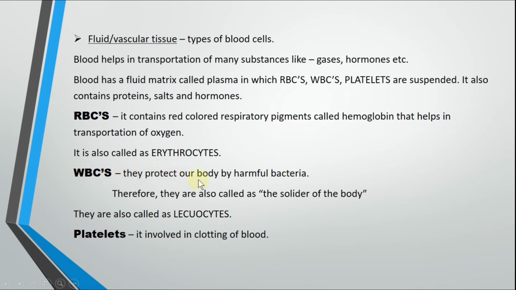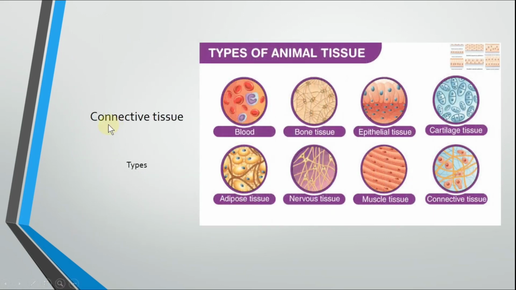White blood cells. They protect our body from harmful bacteria. Therefore, they are also called soldiers of the body. They are also called leukocytes. Platelets. It is involved in the clotting of blood. Here are the types of connective tissue: blood, bone tissue, cartilage tissue, adipose tissue. It is the connective tissue.